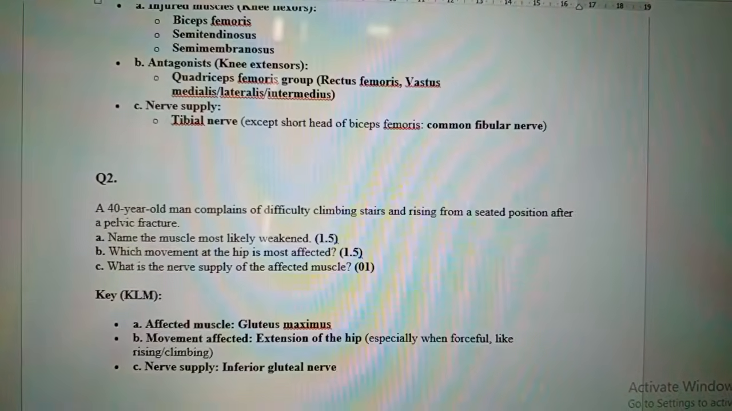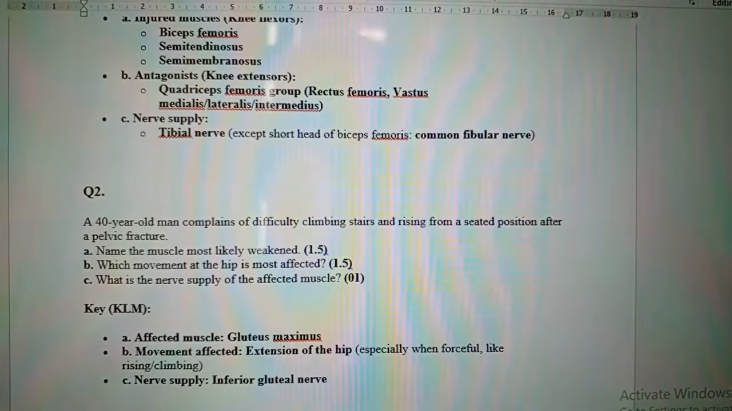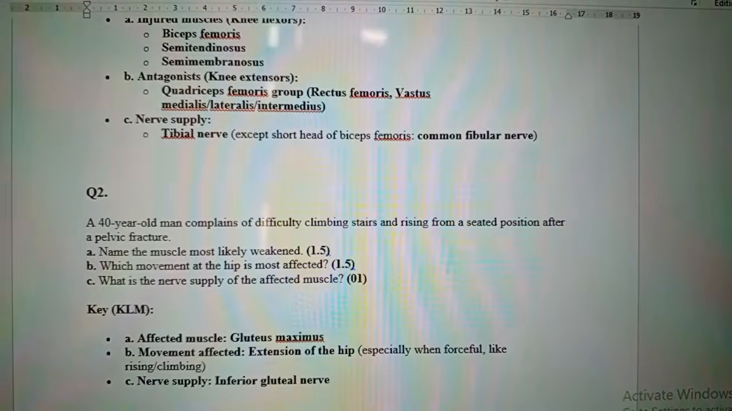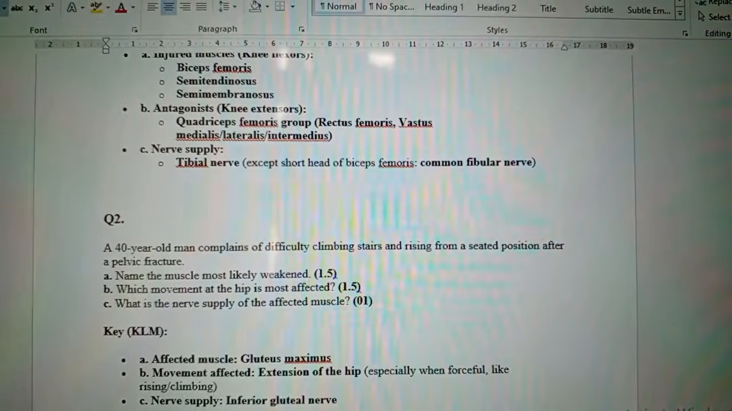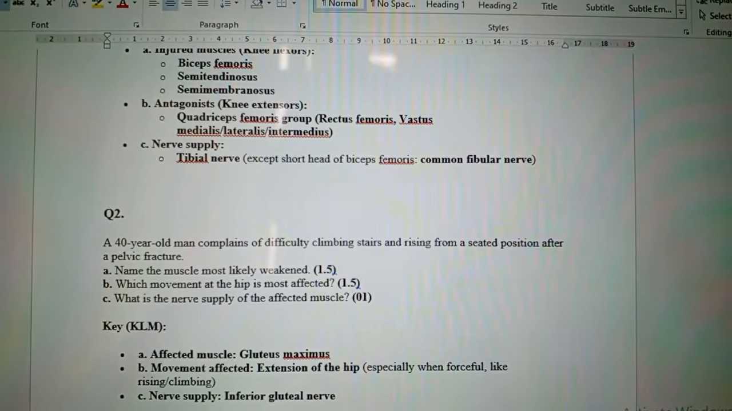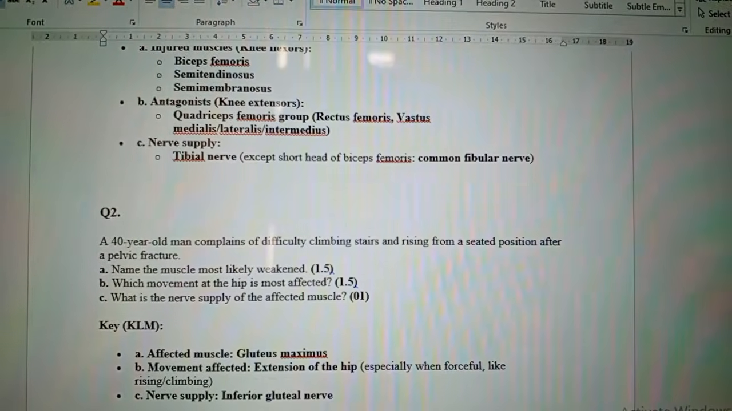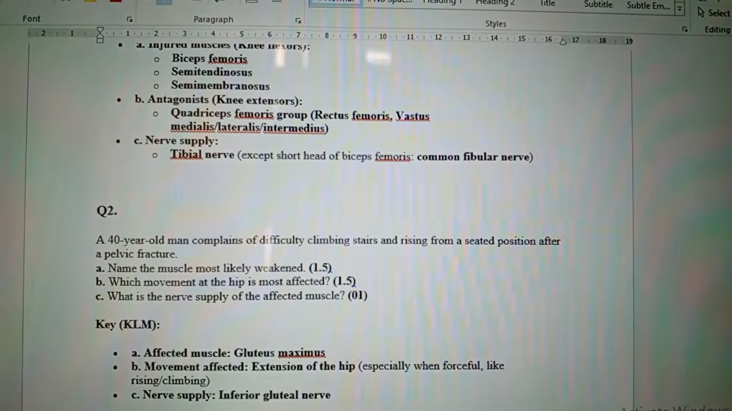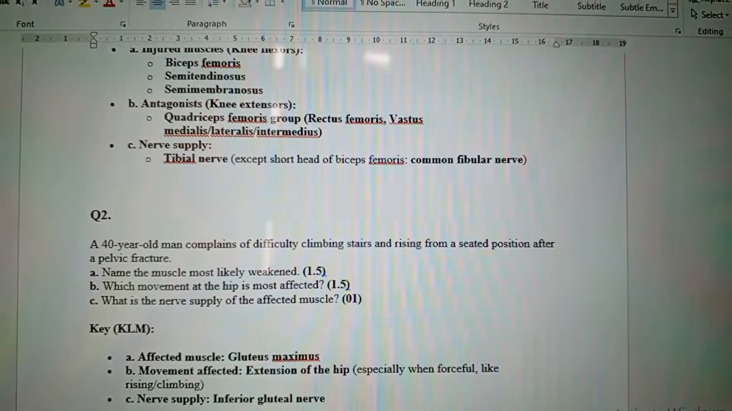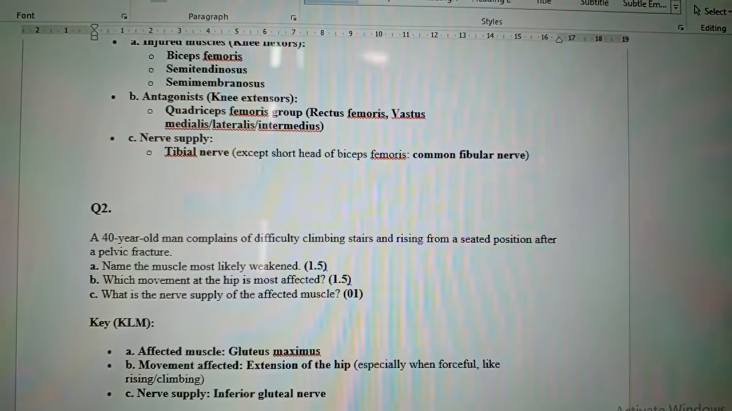Question number two is, a 40-year-old man complains of difficulty climbing stairs and rising from a seated position after a pelvic fracture. This is a very common and very important question that is asked to you in your SAQ. That is very important from the SAQ point of view and from the OSPE point of view as well. And in your OSPE, maybe a Trendelenburg position can be given to you, and the muscles injured and the nerve supply can be asked to you when we talk about the OSPE part. Now come to the SAQ part.